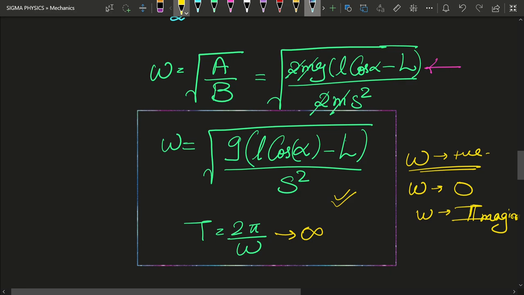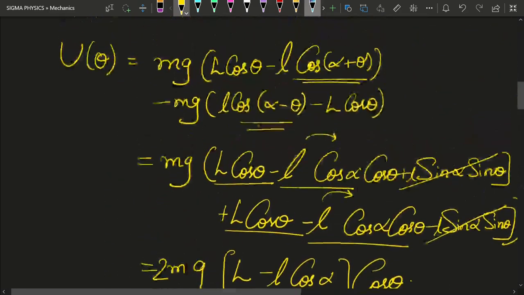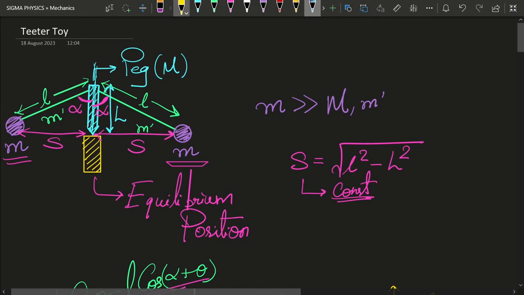So that's it. That was all about this very interesting toy, whose physics is much more complicated than the toy. The toy looks pretty simple, but the physics behind it is so rich that I just couldn't avoid making a video on this concept.